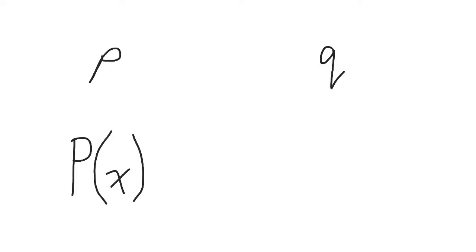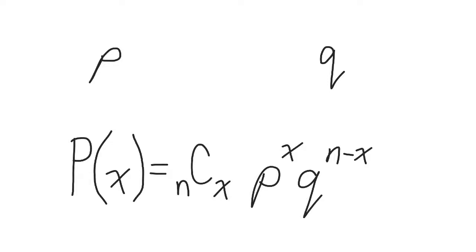A binomial distribution is a probability distribution in which each trial can be thought of in terms of either success or failure. P is the probability of success, and Q is the probability of failure. So to calculate the probability that you get X successes in N trials, you use this formula.